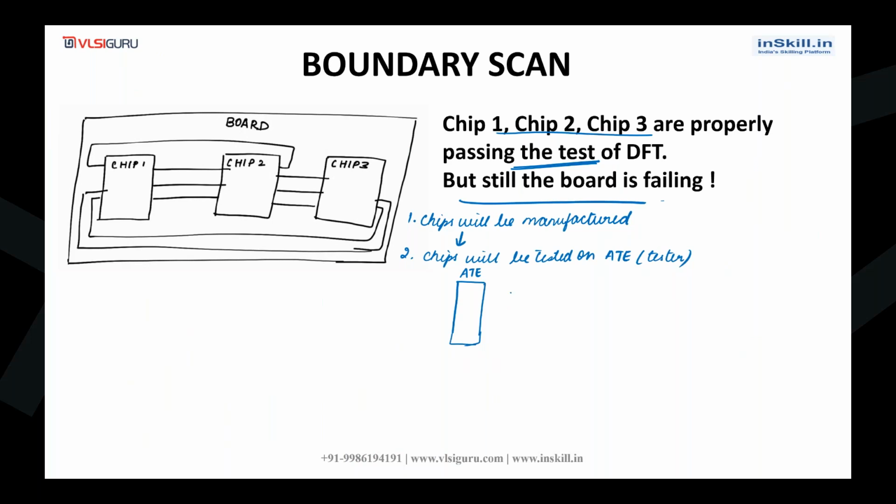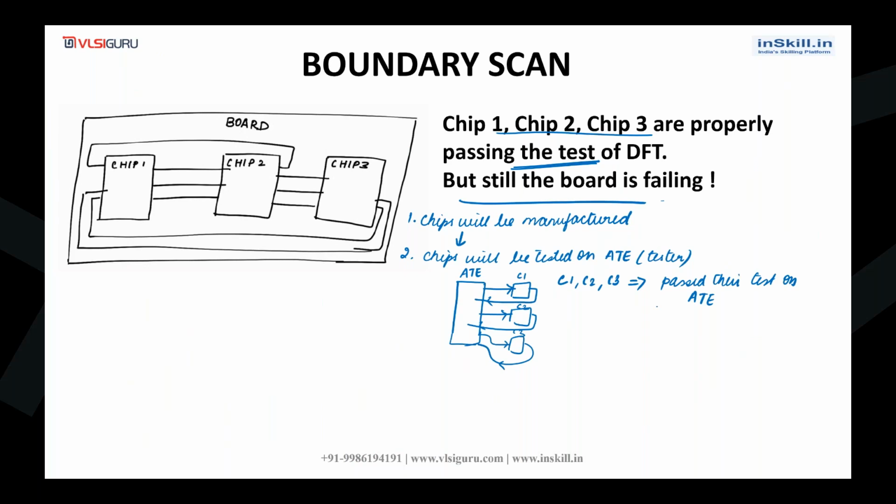Okay, this is the ATE. This is chip 1, chip 2, chip 3. The input of the chip will be connected to the ATE, and the output of the chip will go back again to the ATE. Now in this case, what is happening? Chip 1, chip 2, chip 3 have passed their test on the ATE.